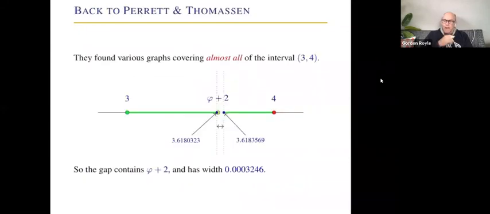Okay, so back to Perrott and Thomason. Perrott and Thomason's thesis, Perrott's thesis rather. So 4 is no longer a problem because my results from earlier do that. Perrott found graphs with roots going with negative intervals going up to 3.618, and then from 3.618 onwards. So this is the gap that we have to fill in.